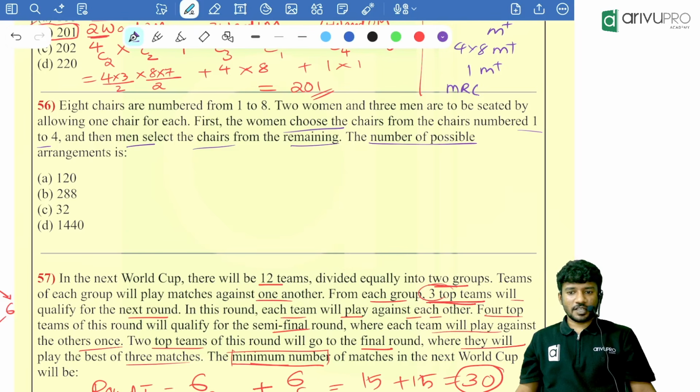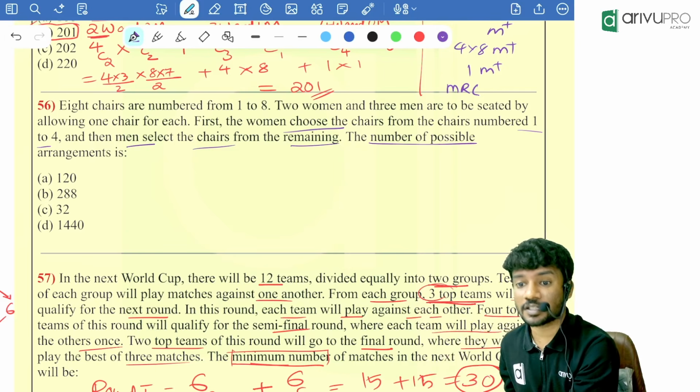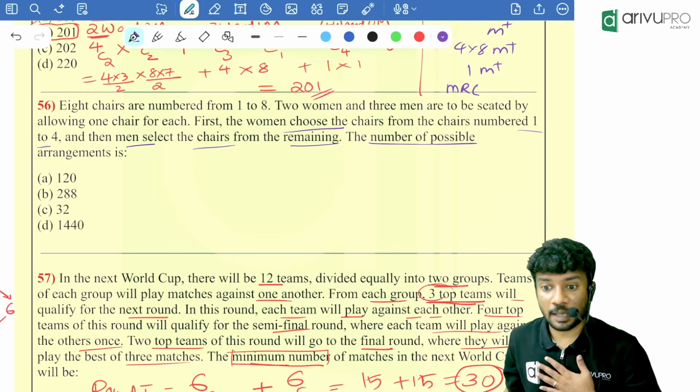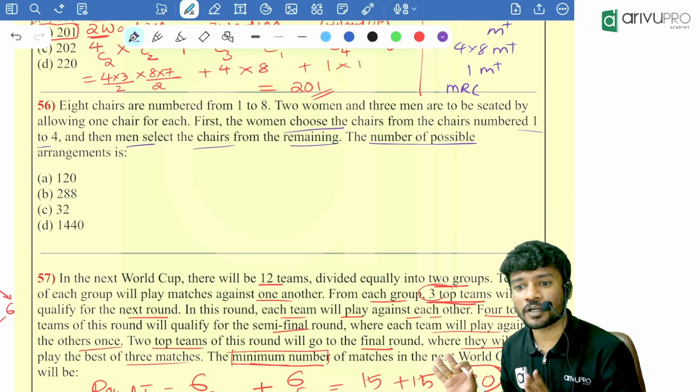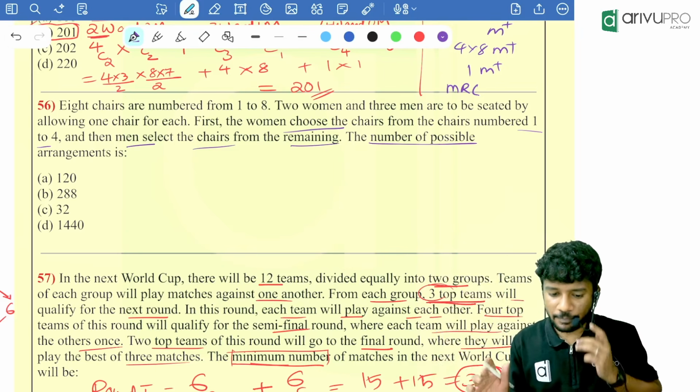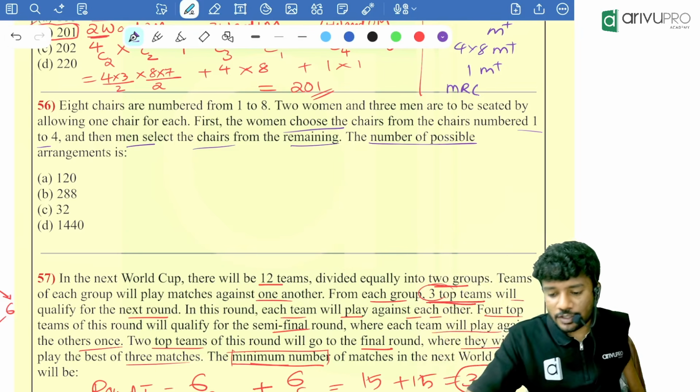So, selection is there. I already told you whenever arrangement is coming into the picture, we will only talk about what? Permutation. Correct? But here selection is also involved, right? They are choosing from the chairs, then they are sitting. Even though that is happening, at the end of the day, things will get cancelled off. So you can directly go for permutation.